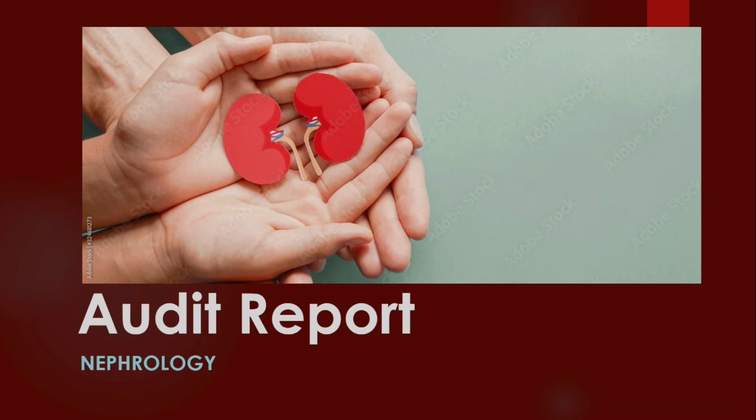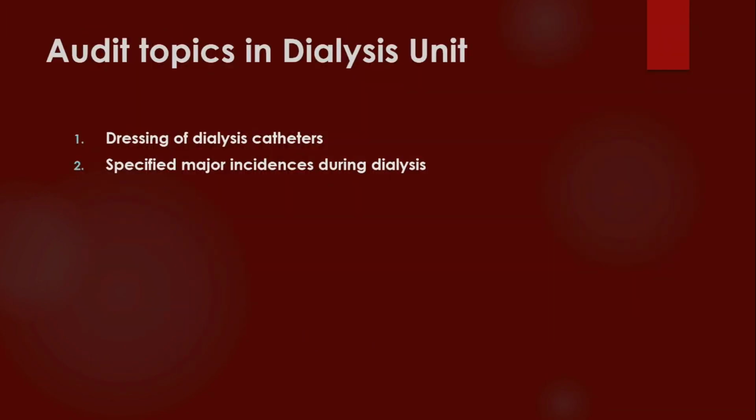Now I'll just give you a couple of examples. This is our audit from maybe a couple of years back. What were the points? Dressing of dialysis catheters. What we did was just observe. We tasked a couple of senior people to observe the staff. There is a chart, I will show the chart. You can just write the protocol, but how do you know whether they are following it? The other part was specified major incidences, and among them CRBSI was one.